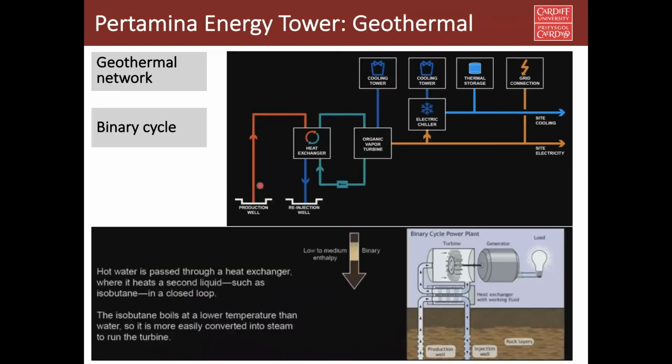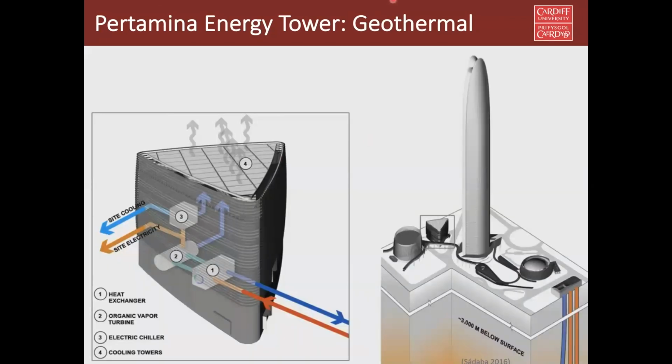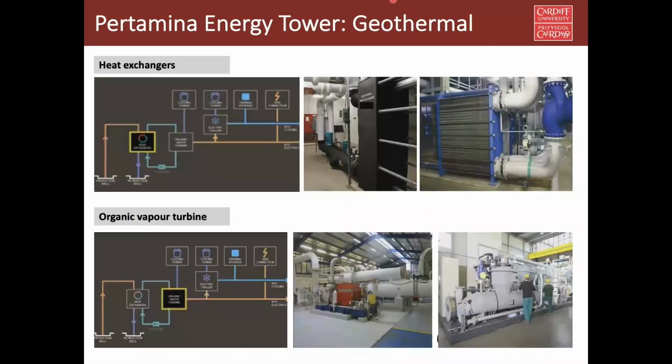It comes here, to a heat exchanger. And this exchanger then moves to another loop, which is isobutane. This isobutane loop runs an organic vapor turbine. And the organic vapor turbine creates electricity. Once you create electricity, it could be used for any purpose. So that's the geothermal. I'm just moving quickly because of time. So that is the organic vapor turbine. That is the heat exchanger. They don't have much footprint, as you can see, quite small.